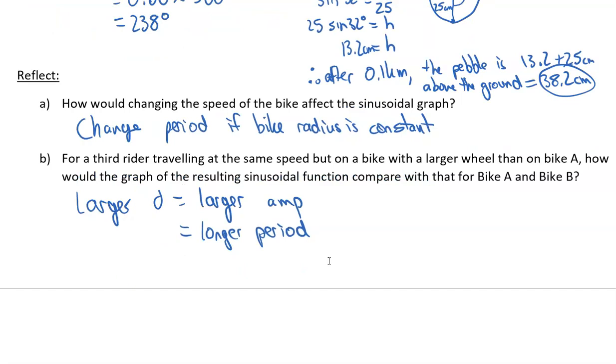Just as you look above, we notice that bike A, which had a 60 centimeter diameter, had a period of 0.6 seconds, and bike B, that had a diameter of 50 centimeters, had a period of 0.5 seconds. So likewise, if we had a larger diameter, we have a larger amplitude, we have a larger period than both of those if it was moving at the same speed.